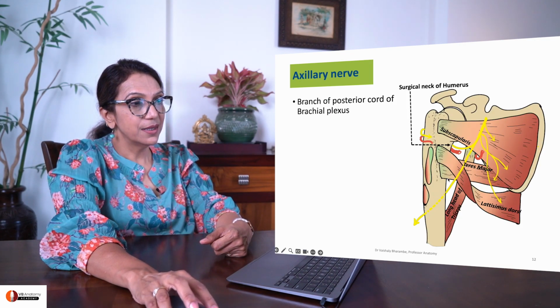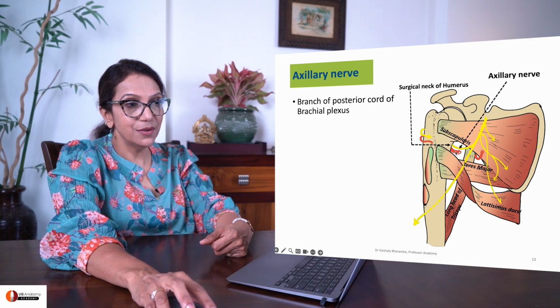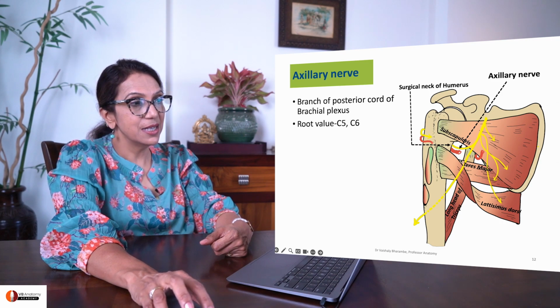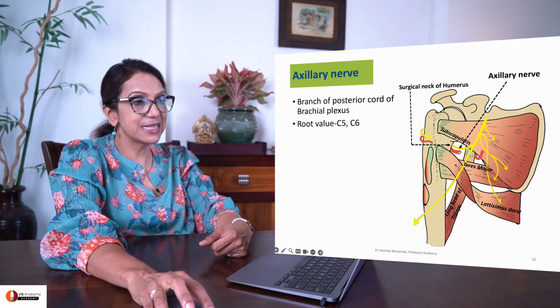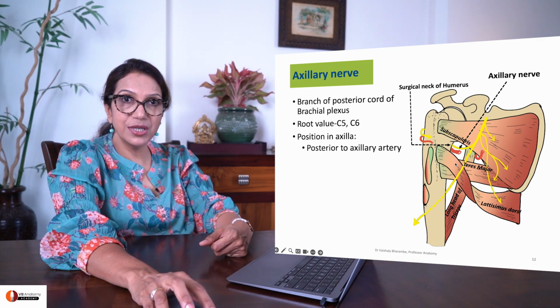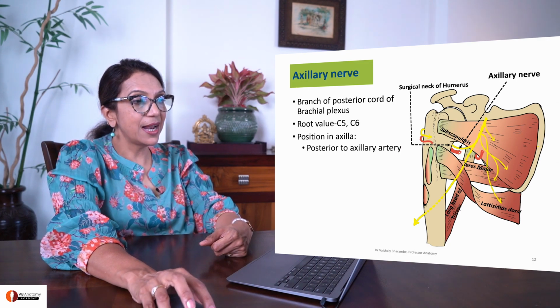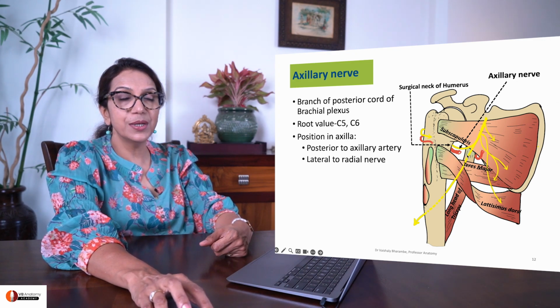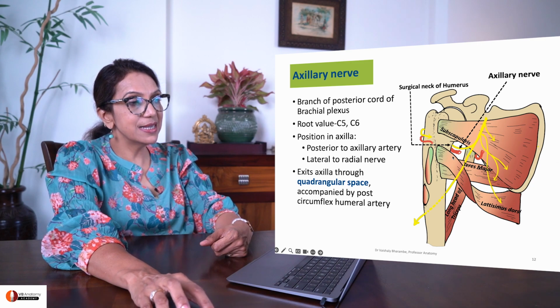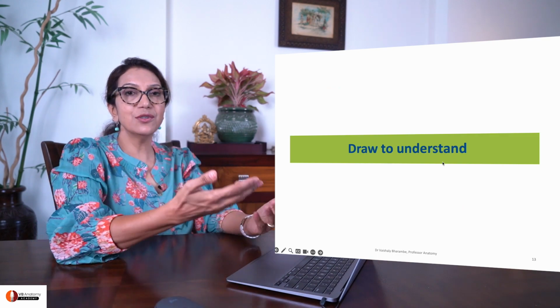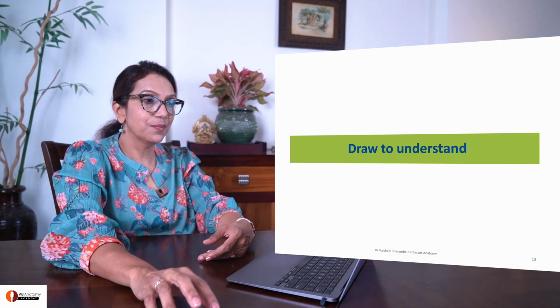Here, this is the axillary nerve. You can see that it's a branch of the posterior cord of the brachial plexus with a root value of C5, C6. In the axilla, it is situated posterior to the axillary artery and lateral to the radial nerve. That's the radial nerve. It lies lateral to the radial nerve. It exits the axilla by passing through the quadrangular space and appearing in the back. So let's draw this to understand.